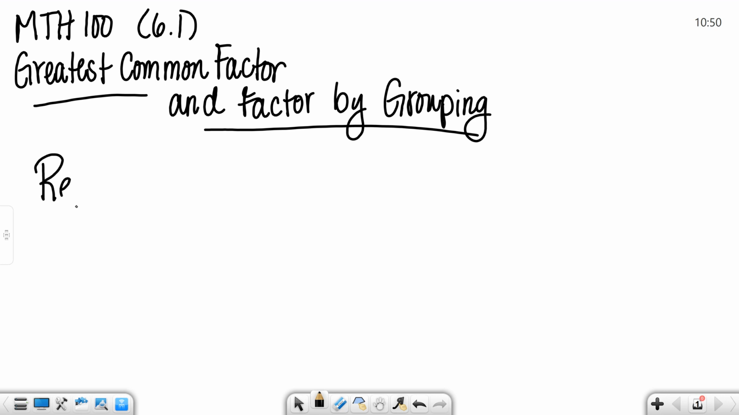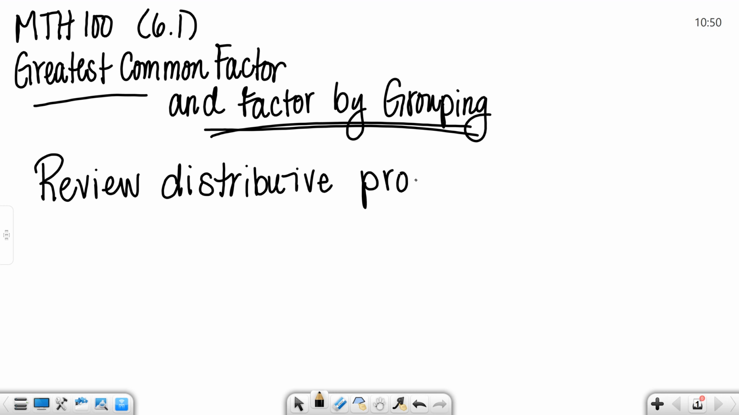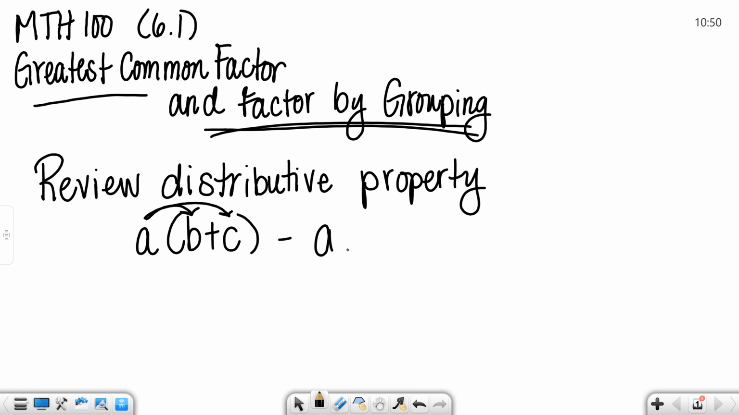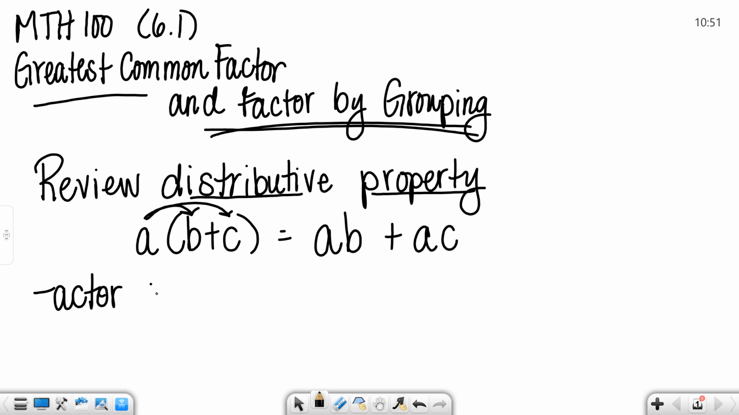Before we actually dive into factoring, I want to review with you the distributive property. This is something we've actually already covered. The distributive property is when we multiply through a set of parentheses. So we multiply A through these parentheses to get AB plus AC. I do want you to remember the distributive property, and when we think about factoring, factoring would be the opposite operation.